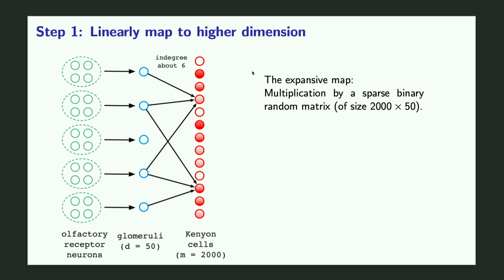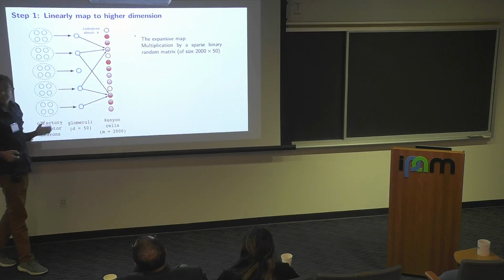Okay, so the fly has a whole bunch of olfactory receptor neurons, thousands of them, maybe 2,000, 3,000, but they're just of 50 types. And so the input can be thought of as 50-dimensional. And at the glomeruli, you can read off this input. Okay, so it's a 50-dimensional input about the current odor, about the current combination of odors. And what happens immediately is that these 50 dimensions get mapped up to 2,000 dimensions. Okay, so it's an expansive map.